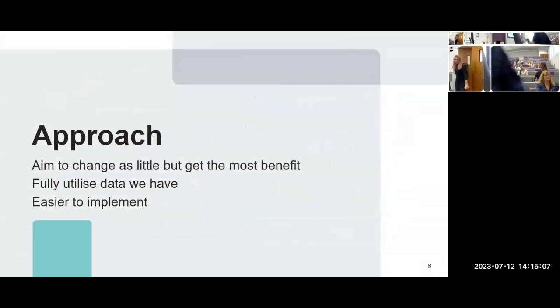So my approach wasn't to replace the SHMI; it was to change as little as possible, but get the most from it. Try and work with the data that we've got and extract more from that. This was because the less I changed, the more easily it would be accepted by NHS England, and the easier it would be to implement.